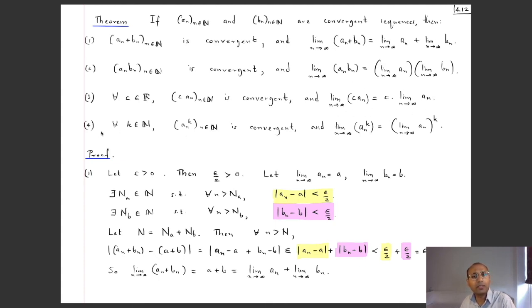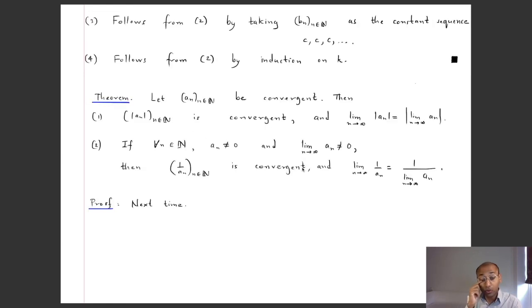And similarly, item number 4 follows from item number 2 by an inductive argument. You do induction on K. And there are two more statements in this algebra of limits, and that we'll do next time. So one of them says that whenever a sequence is convergent and you take the term-wise absolute value, so the new sequence, which is mod a1, mod a2, mod a3, and so on, that sequence is also convergent, and in fact the limit is the modulus of the old limit.